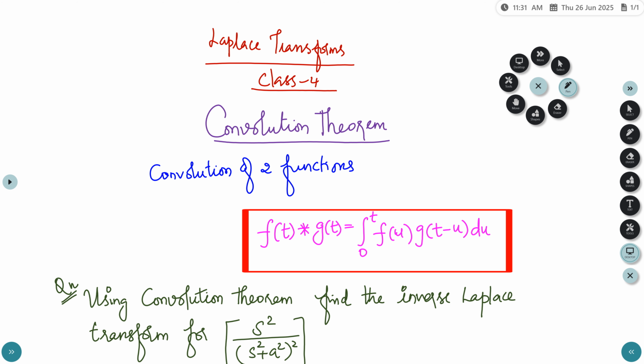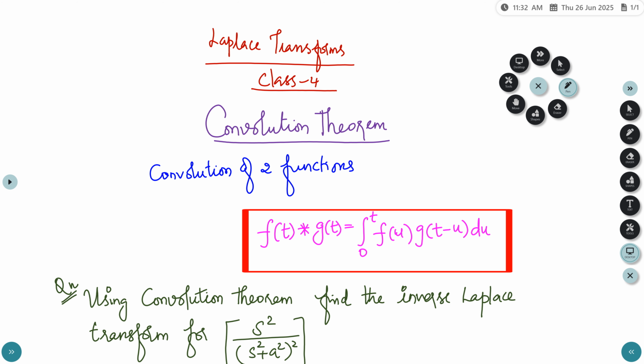Hi everyone. In today's class, we are going to discuss the convolution theorem of inverse Laplace transform. There are various techniques to find inverse Laplace transform. One of the best techniques is the convolution theorem. Partial fraction method, long division method, and convolution theorem are used to find the inverse Laplace transform of the given function.